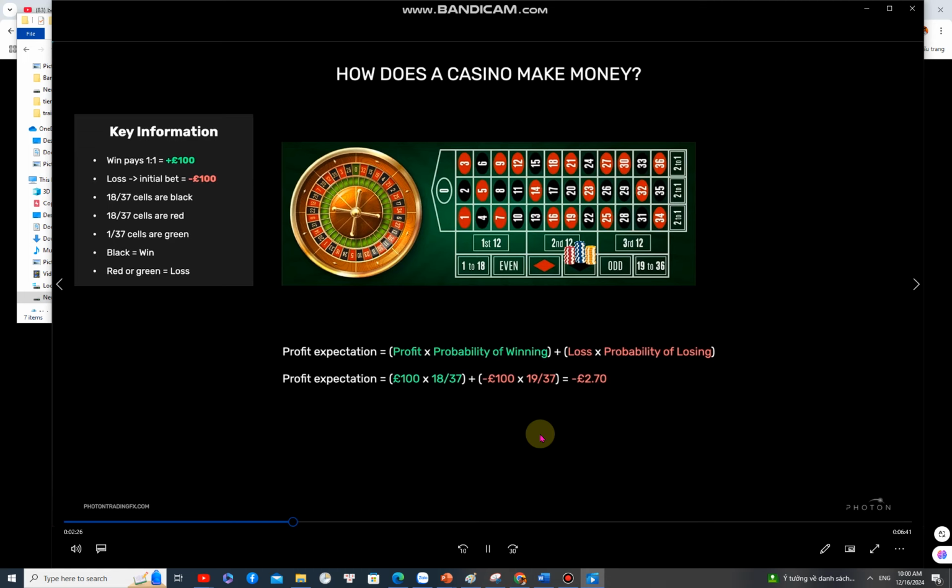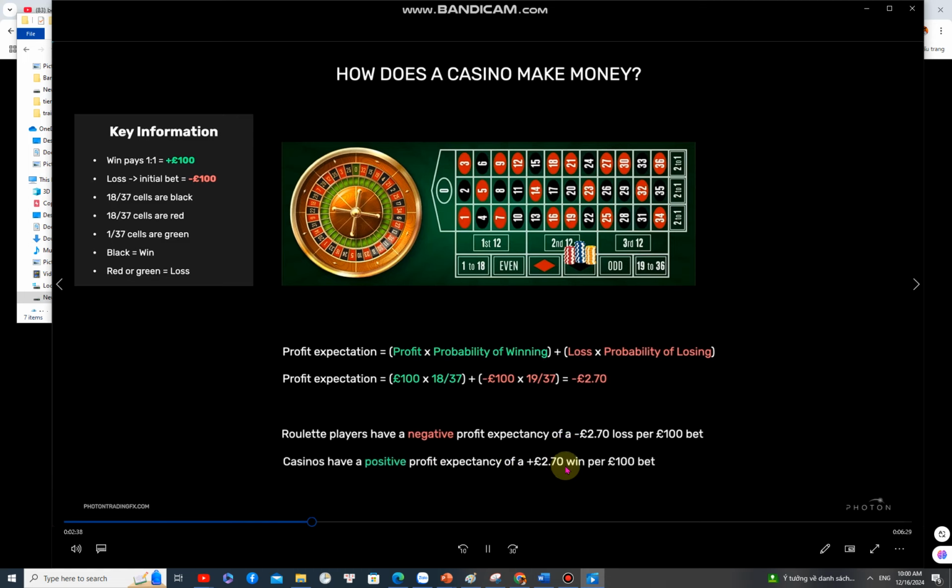So what that actually means is, as a roulette player, you have a negative profit expectancy of a £2.70 loss for every £100 that you bet. From the casino's point of view, however, they have a positive profit expectancy of £2.70 for every £100 that is bet. We obviously want to make sure that we are the casino, right, and not the roulette gambler.